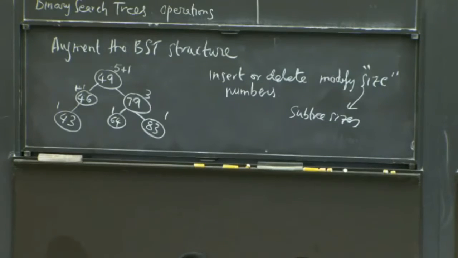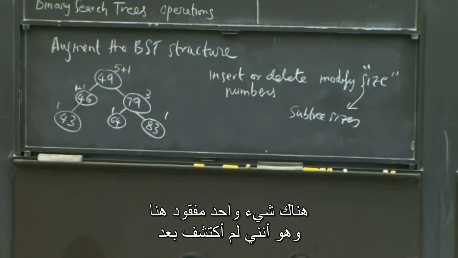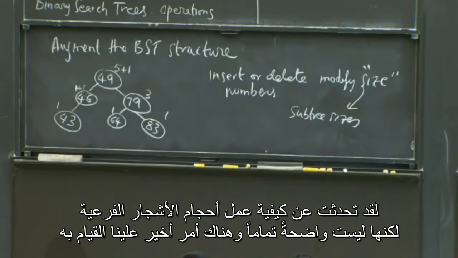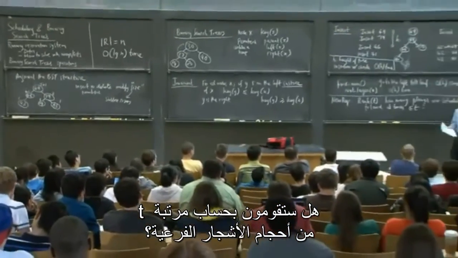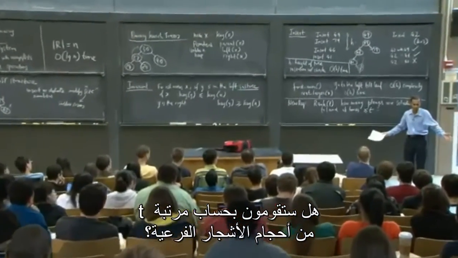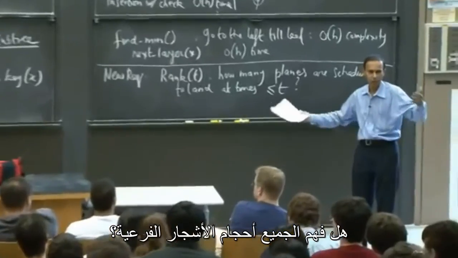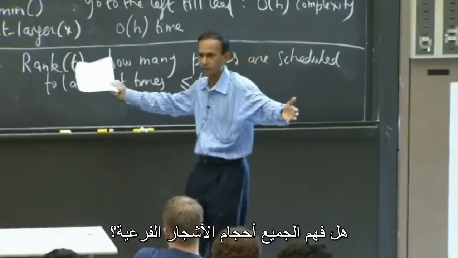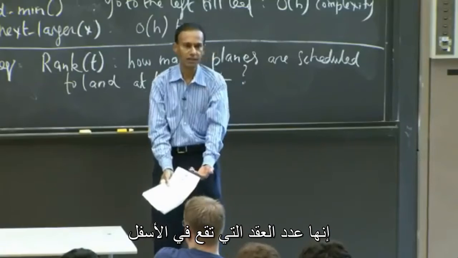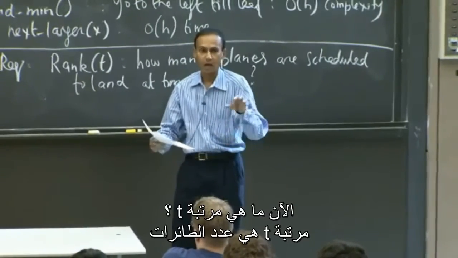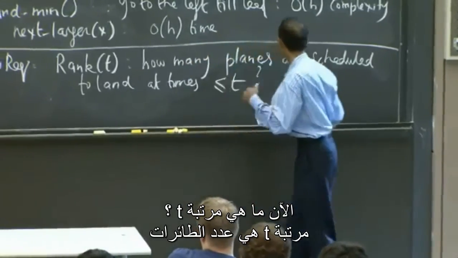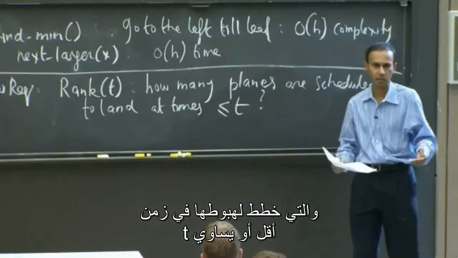All right? So there's one thing missing here, though. I've told you how these subtree sizes work, but it's not completely clear how you're going to compute rank T from the subtree sizes. This is the last thing we have to do. Everyone understands subtree sizes? It's just the number of nodes that are underneath you, okay? And you remember to count yourself, all right? Now, what is rank T? Rank T is how many planes are scheduled to land at times less than or equal to T.